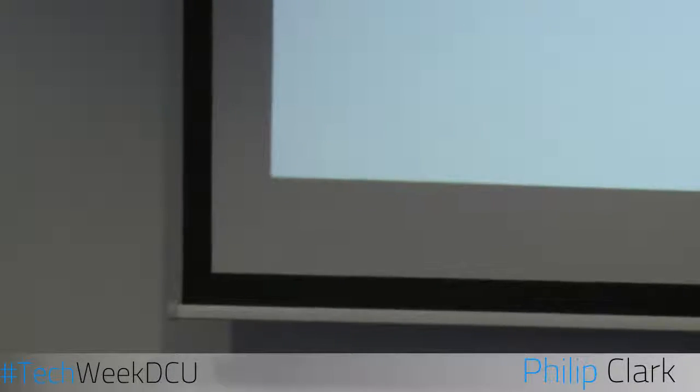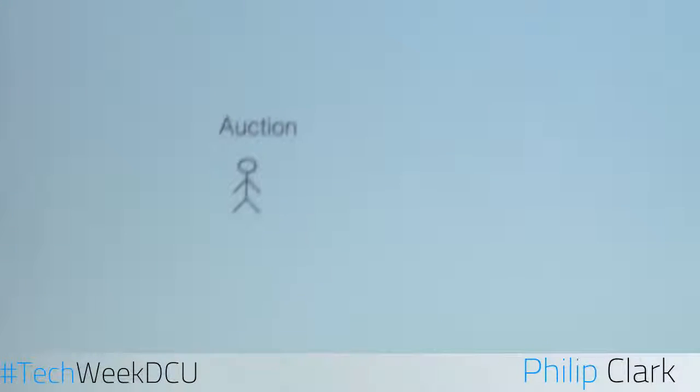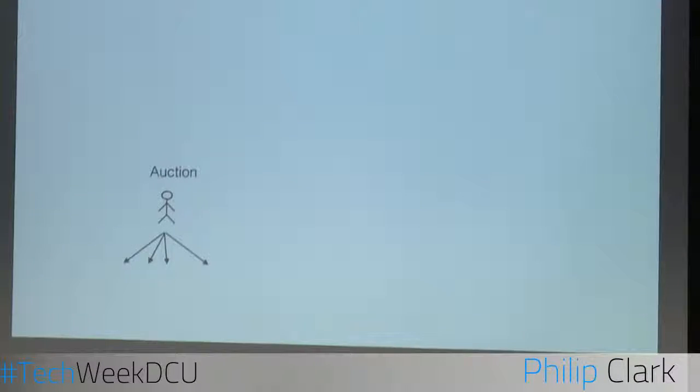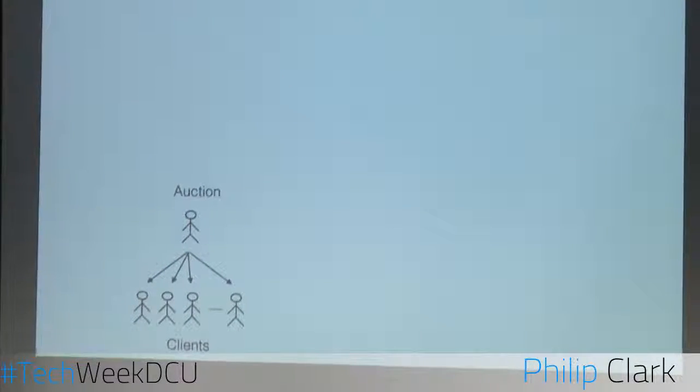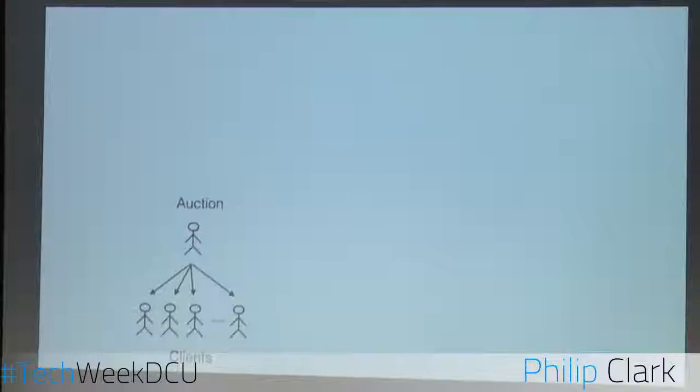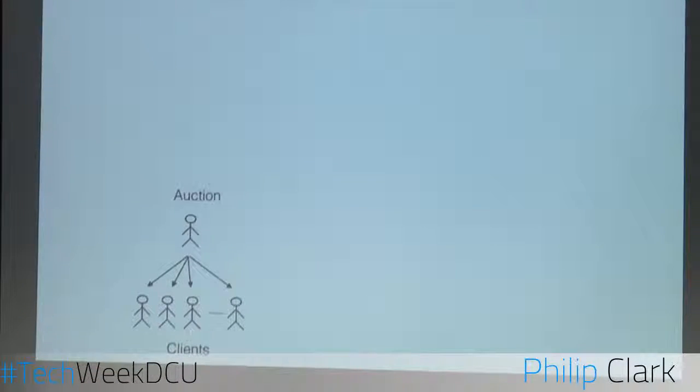So let's have a look at what we're going to build. We are going to build an auction system, a very simple one. So we will start off with one auction process. This auction process will communicate with clients. And it's up to the clients, if they want to bid, they can calculate the value and give it back to the auction.